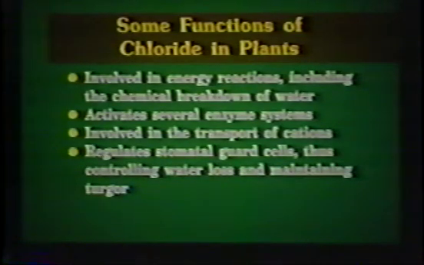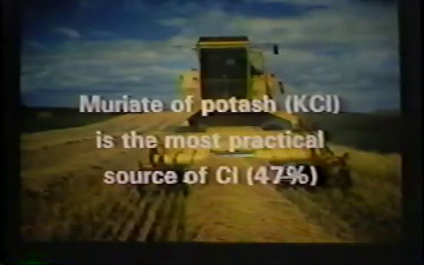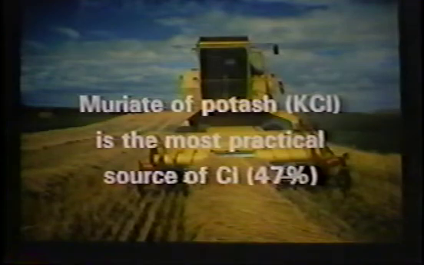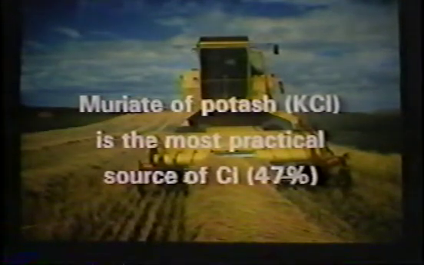Chloride, this is the most recently identified nutrient. I forget when it was, but it was in the 50s when it was identified as being deficient. It's involved in many energy reactions, as are most all of the other micronutrients as well. But in the Corn Belt, where we're using potash, there is no need to supply any more. We're getting plenty of chloride out of the KCl.